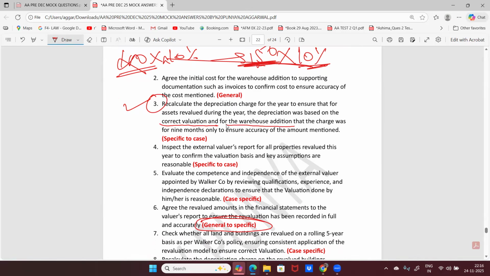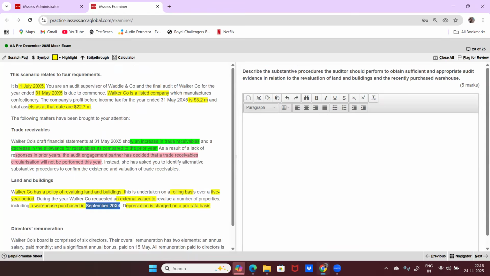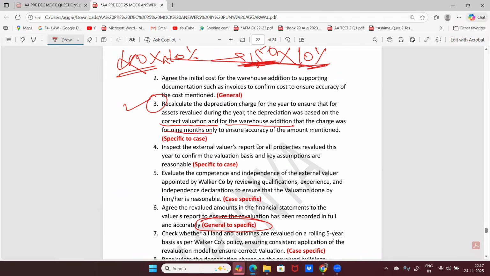And for the warehouse addition, the charge was for 9 months. Why 9 months? Purchase in September. So September, October, November, December, January, February, March, April, May. 9 months, right? So it has to be for 9 months only to ensure accuracy of the amount mentioned. So from September to May, not before that, because the warehouse was purchased in September only, and this is what is meant by pro rata basis.